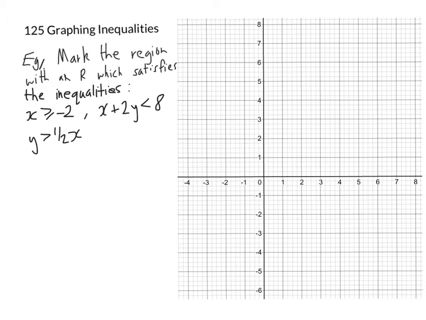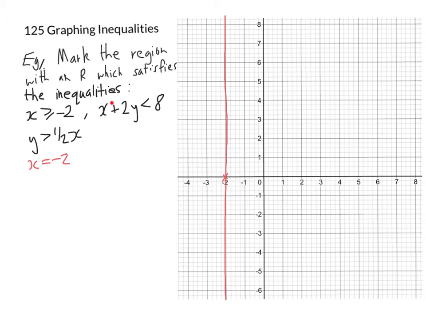So the first boundary line is where x is equal to minus 2. So if I go to my x-axis to minus 2, that's there, and then everywhere on the line, the x value will be minus 2.